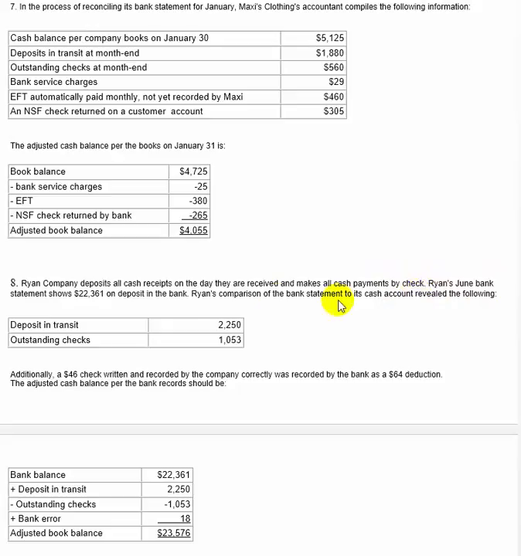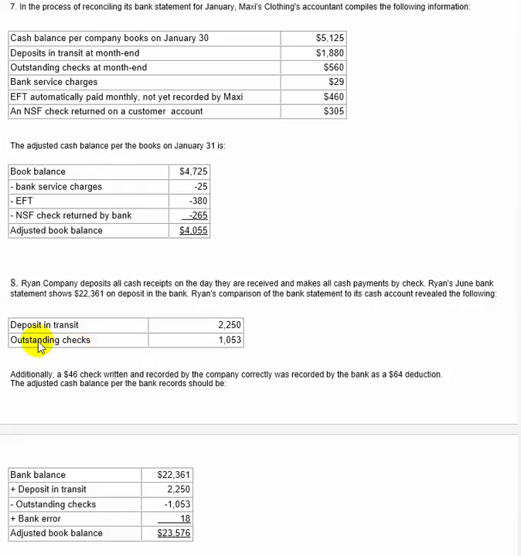Ryan's June bank statement shows $22,361 on deposit in the bank. Ryan's comparison of the bank statement to its cash account revealed the following. So when we compared that, we had deposits in transit of $22.50 and outstanding checks of $1,053. Additionally, a $46 check written and recorded in the company's books correctly was recorded by the bank as a $64 deduction. The adjusted cash balance per bank record should be what?